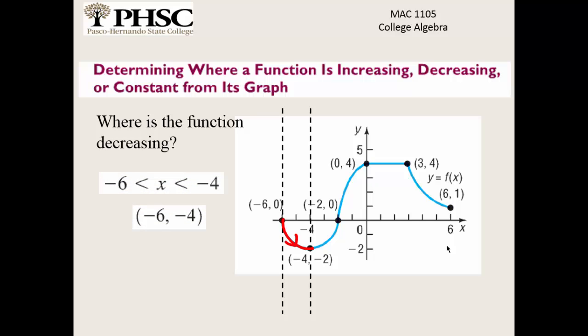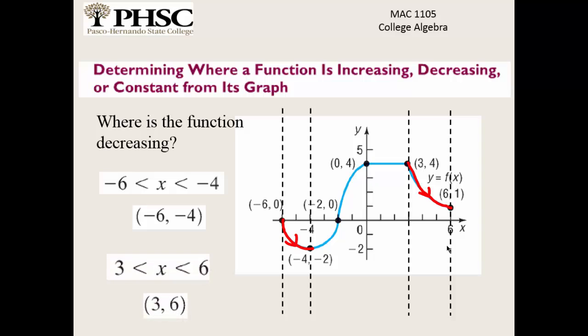And the way that we know it's decreasing is because f of negative 5 is actually less than f of negative 6, and then f of negative 4 is less than f of negative 5. And it's also decreasing between 3 and 6, and again, the same thing applies, right? So 3 is less than 6, and f of 6 is actually less than f of 3, so therefore it is decreasing in that interval.